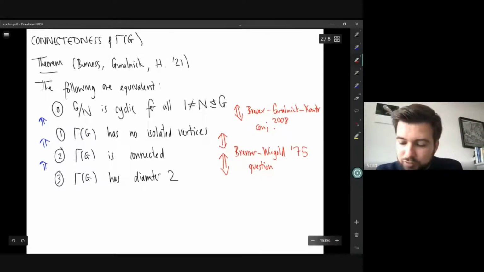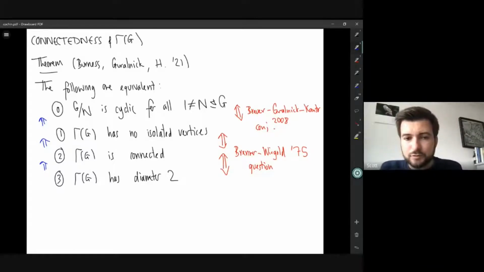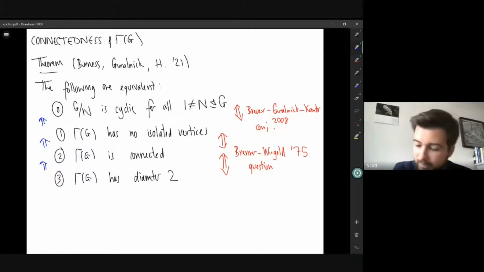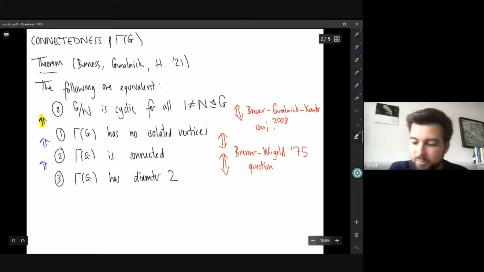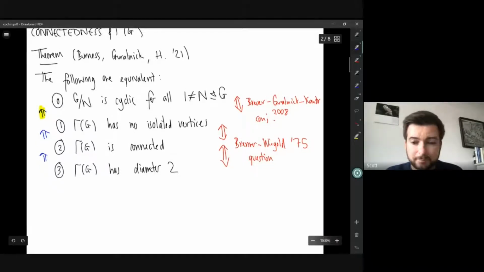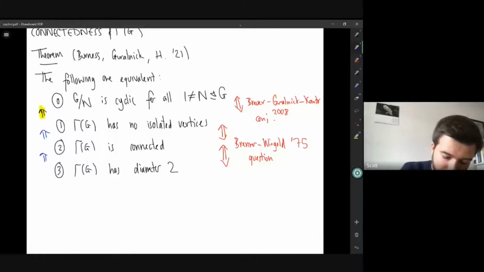I'm not going to say a huge amount about the proof of this theorem. I'm going to dig into a very specific aspect of it for most of the talk. But let me just say a couple of things. Let me first begin by indicating why this implication that I said was straightforward is indeed straightforward. So why does 1 imply 0?